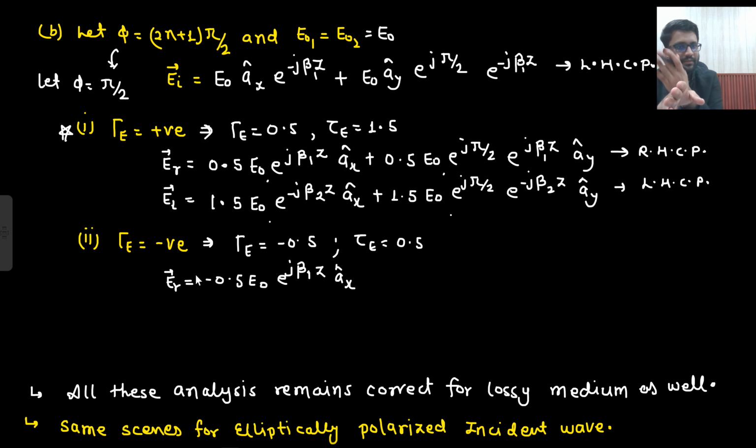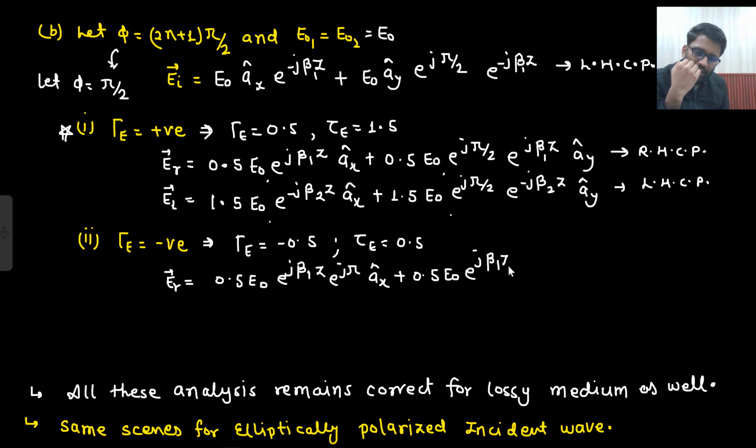So here, since the minus sign is there, that means the reflected electric field will change its direction. So can I compensate this minus sign? How can I compensate this minus sign? Using e to the power j pi. Say yes or no. Then Ax cap, and 0.5 E naught e to the power j beta 1 z.